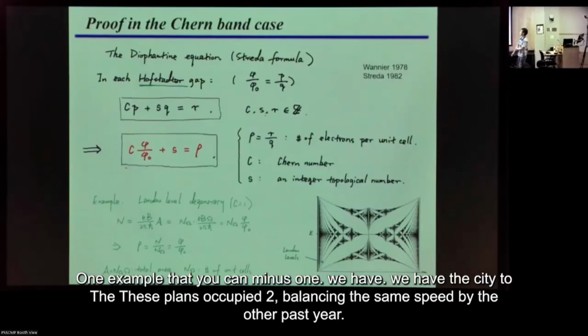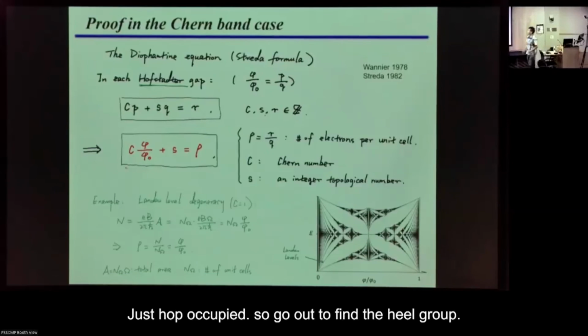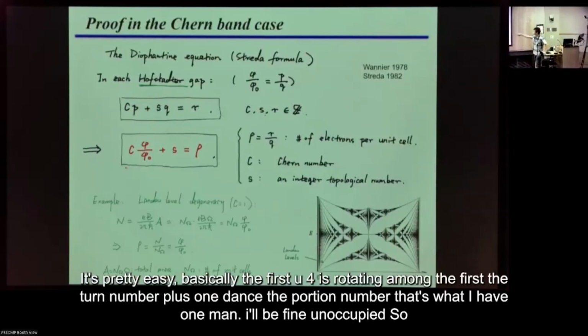And the understanding is basically again back to the Streda phenomena. And actually, in the Hofstadter butterfly, there's an equivalent equation called the Diophantine equation, which is very similar. So basically what happens is, within the gap of each Hofstadter butterfly, if your flux is P over Q, actually you have 3 integer numbers associated with each Hofstadter gap. This can be proved actually rigorously.